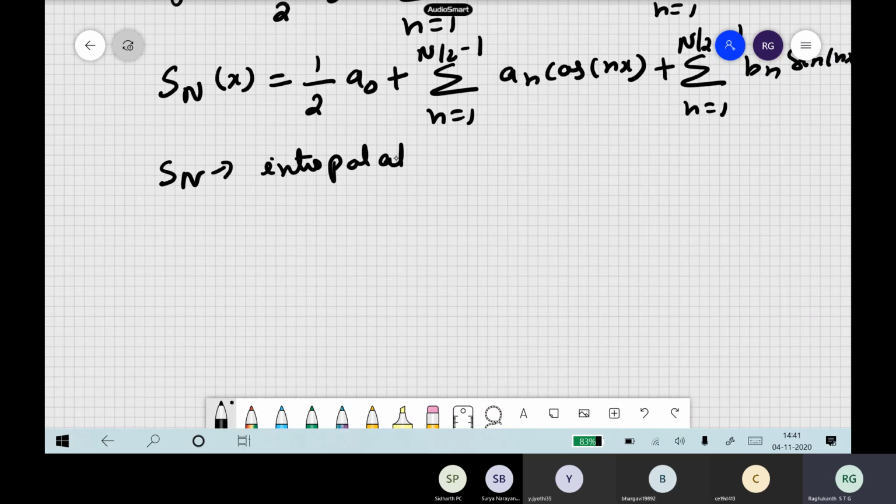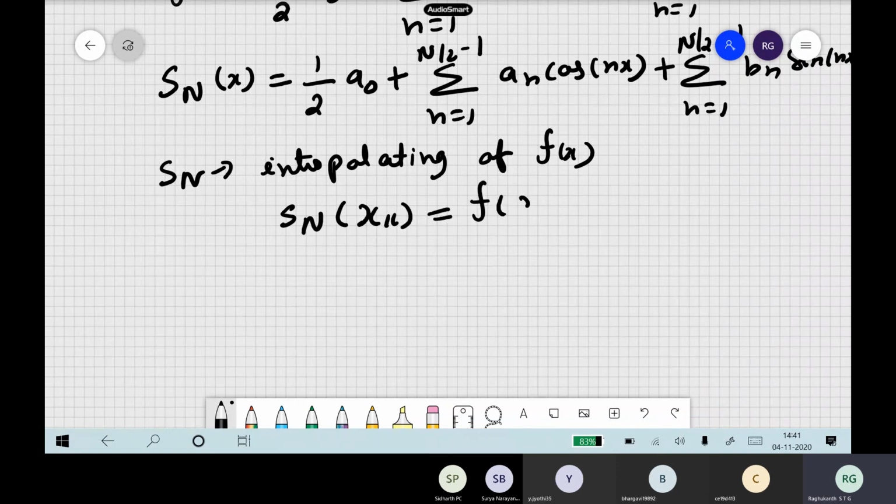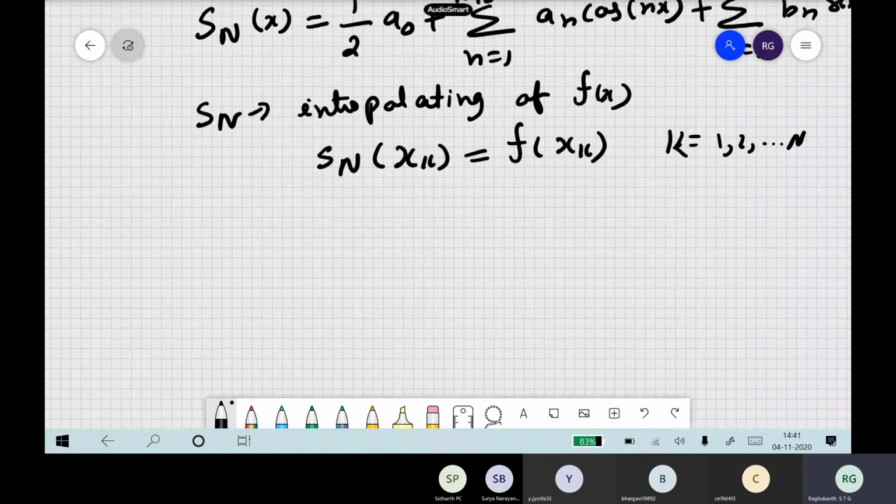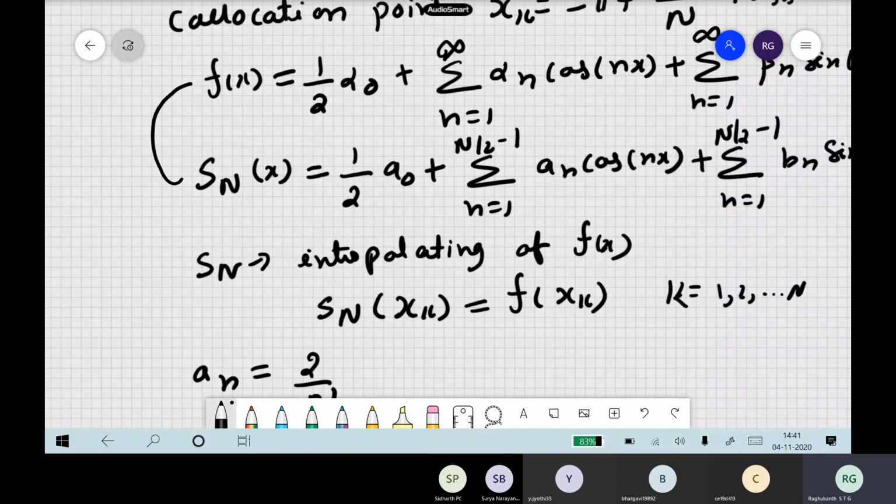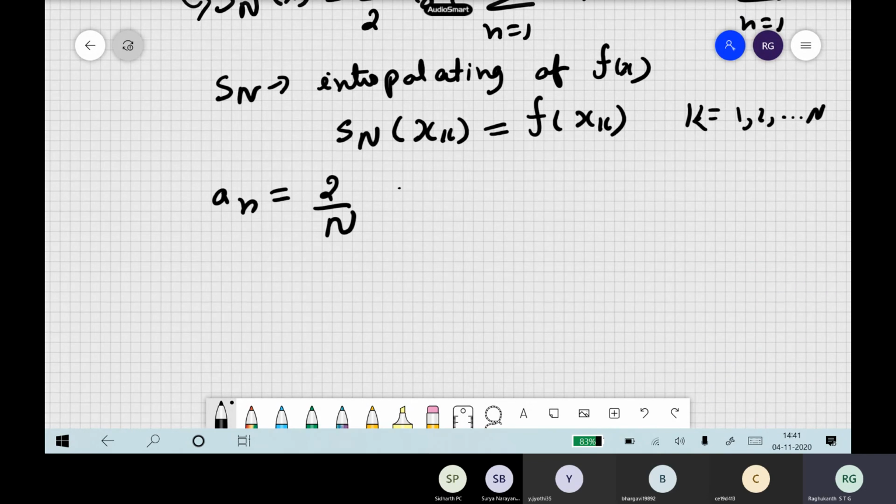So that it is interpolating, you followed, right, of f of x. So our criteria is that Sn, the interpolating polynomial at those collocation points, should be the same as your original function. So this is our criteria. You can equate these two and find out the coefficients of the interpolant. So you equate this versus this at the collocation points, and you can get a_n itself.